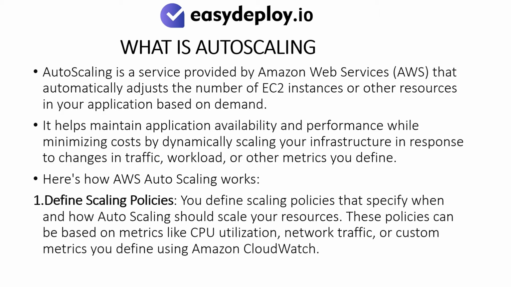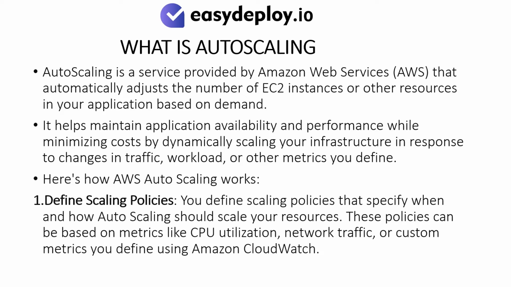What is autoscaling? Autoscaling is a service provided by Amazon Web Services that automatically adjusts the number of EC2 instances or other resources in your application based on demand. It helps maintain application availability and performance while minimizing costs by dynamically scaling your infrastructure in response to changes in traffic, workload, or other metrics you define.